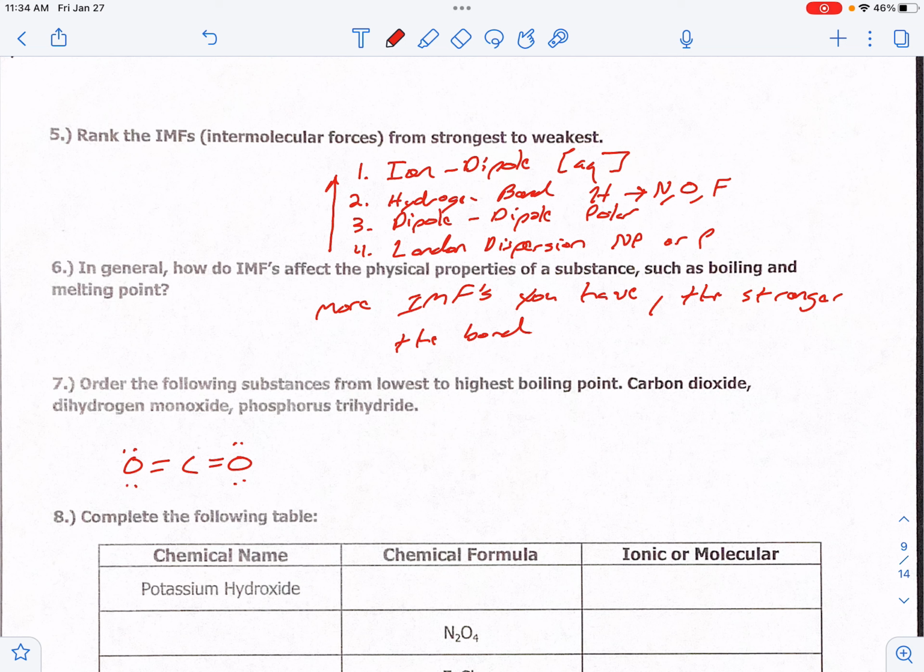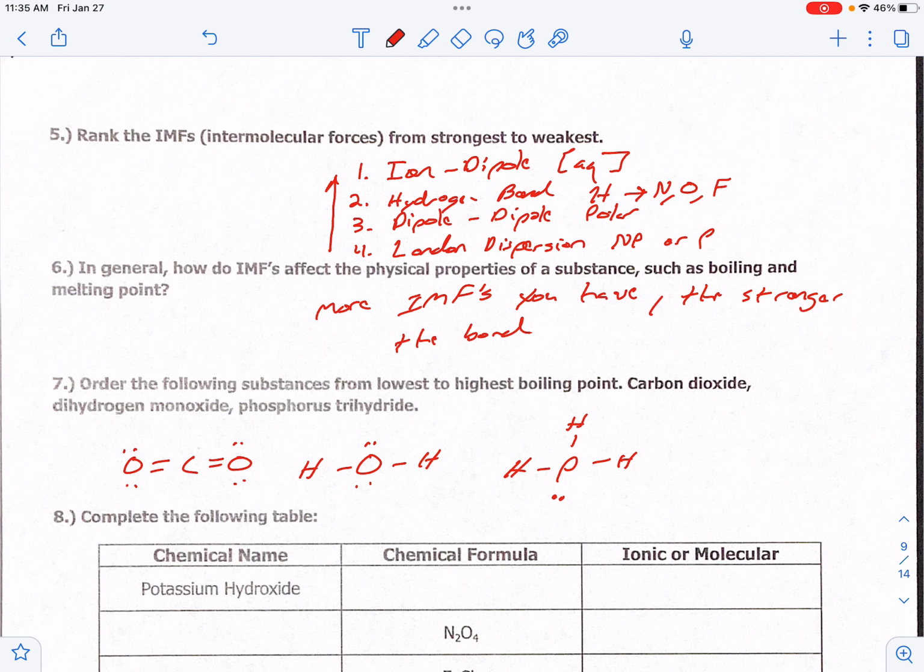Okay, then I've got dihydrogen monoxide. That's a fancy word for H2O. So O is going to be in the middle, and then you've got two H's on the side. Okay, and then your last option is phosphorus trihydride. That means I've got phosphorus in the middle, and I'm going to have 3 hydrogens surrounding it, and I've got a leftover pair. Basically, I'm going to start looking at what IMFs each one has.